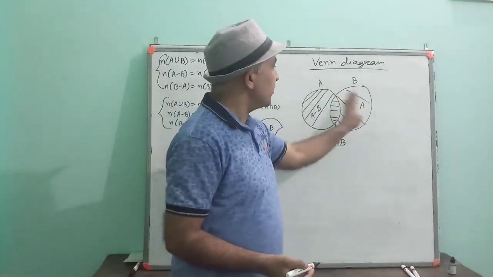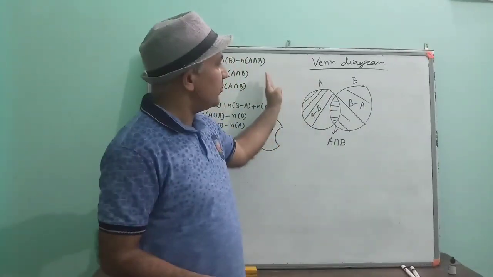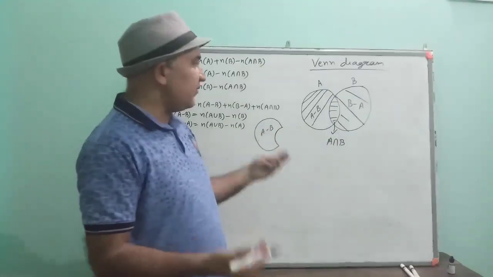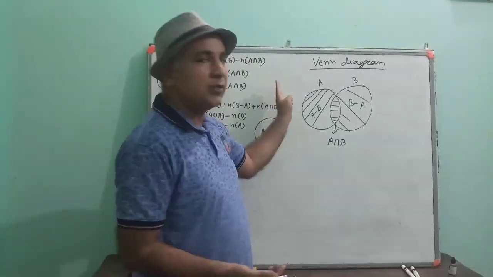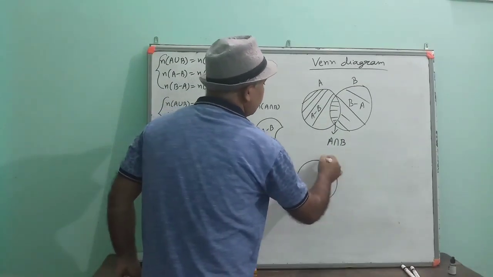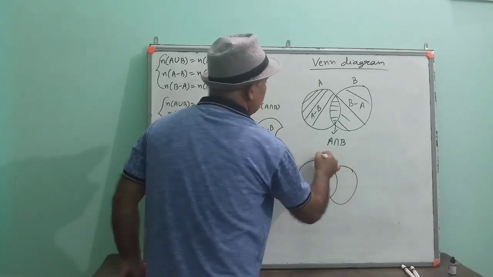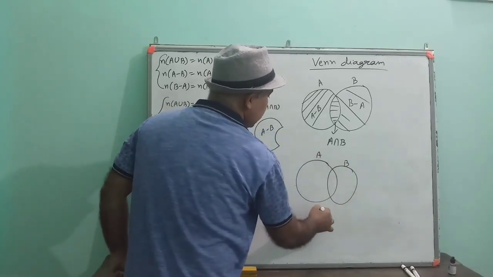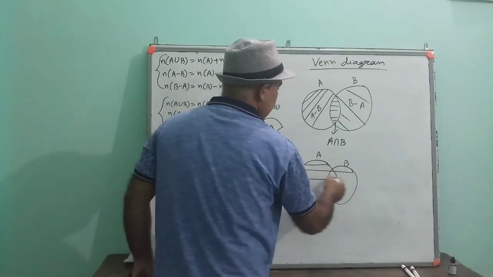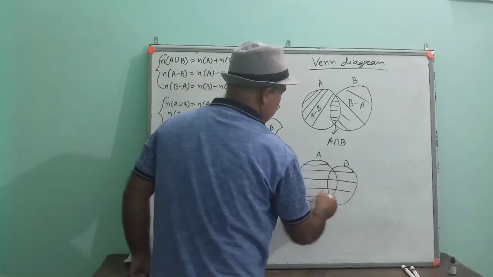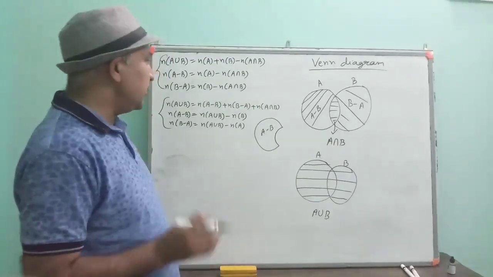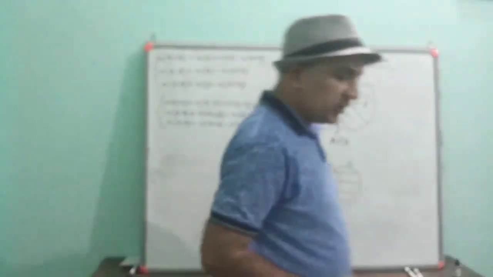Understood? This portion will be B minus A, this portion will be A minus B, and this common one is A intersection B. And if we take all of A and B, that is called A union B. Understood? Now pause the video and note down these things.